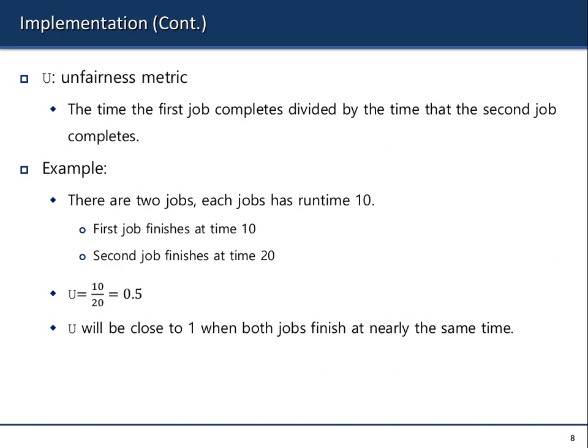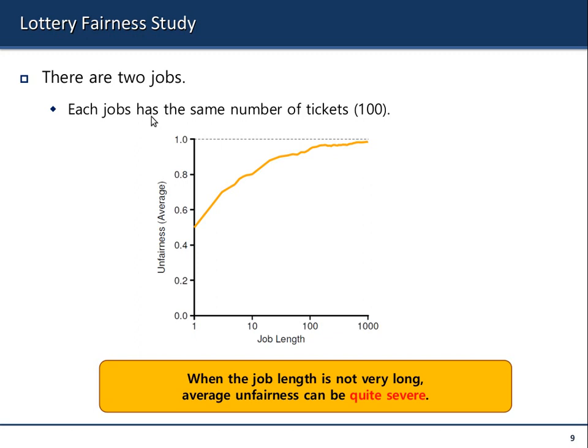Job, first job finish at time 10, second job finish at time 20. Okay. And in the long run, if you have long jobs, eventually they will have this. And as you can see, when the job length is not very long, the unfairness is quite severe. Is that clear?